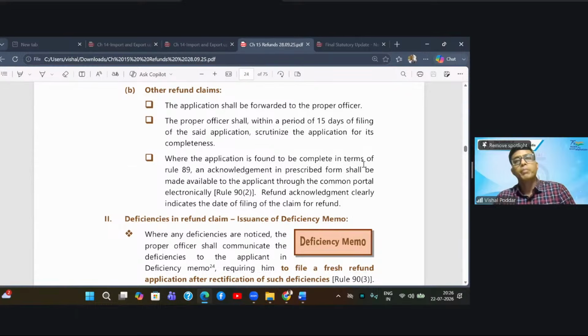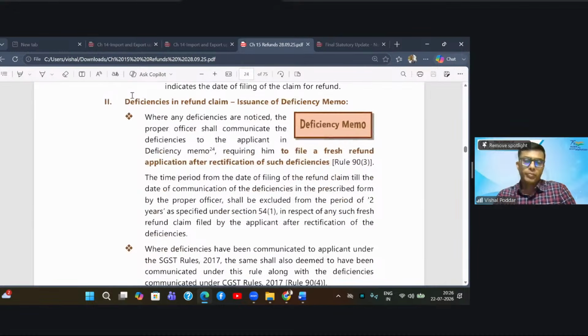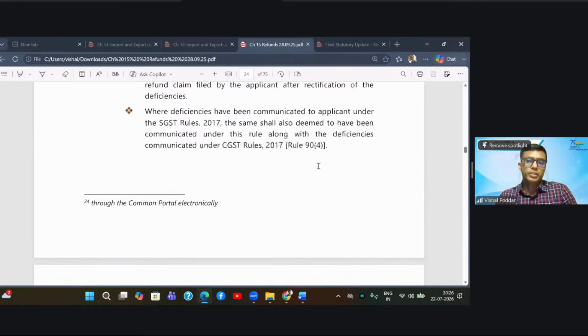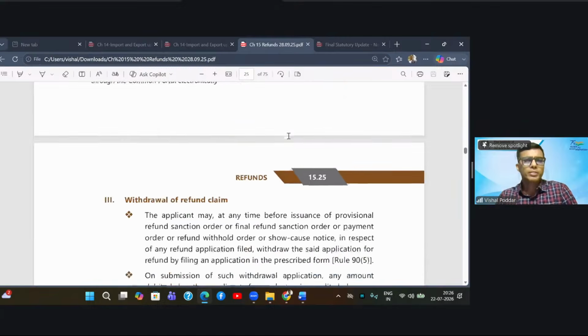Now, where the application is found to be complete as per the rules, an acknowledgement in prescribed form will be given to the applicant through the common portal. Refund application clearly indicates the date of filing of refund. Now, in this, there could be deficiency. So, where deficiencies are noticed, the proper officer shall communicate the deficiency in the deficiency memo, requiring the applicant to file a fresh application after rectification of such deficiencies. Where deficiencies have been communicated to the applicant under SGST rules, the same shall also be deemed to have been communicated under the CGST rules.